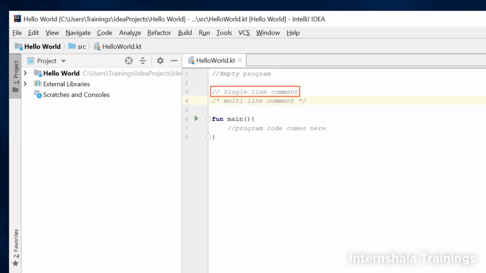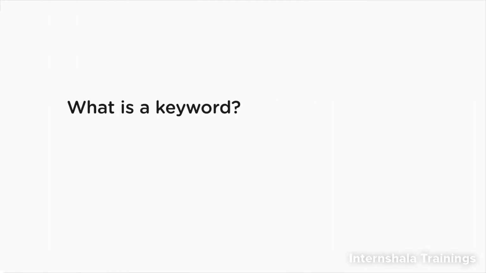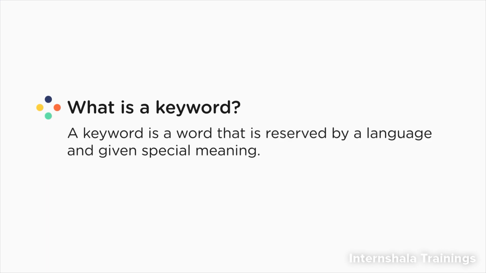Now, this represents a single-line comment and this represents multi-line comments. Moving on, we see the word fun here. As we have explained earlier, fun is a keyword used to declare any function. Now the question arises: what is a keyword? Well, a keyword is a word that is reserved by a language and given special meaning.